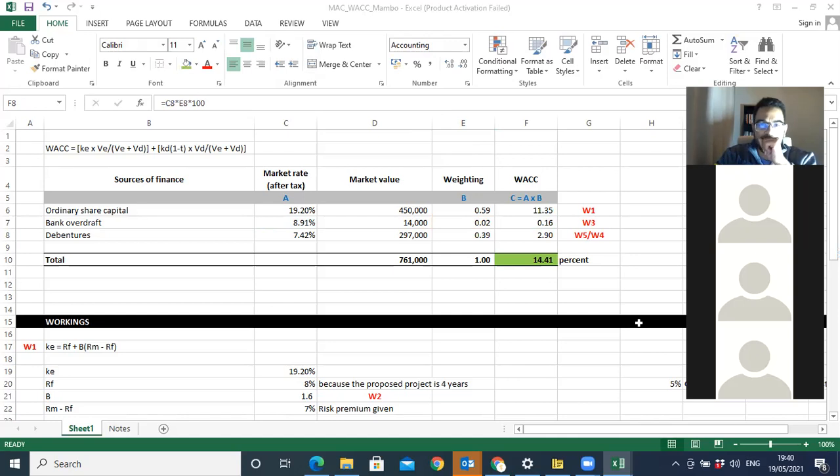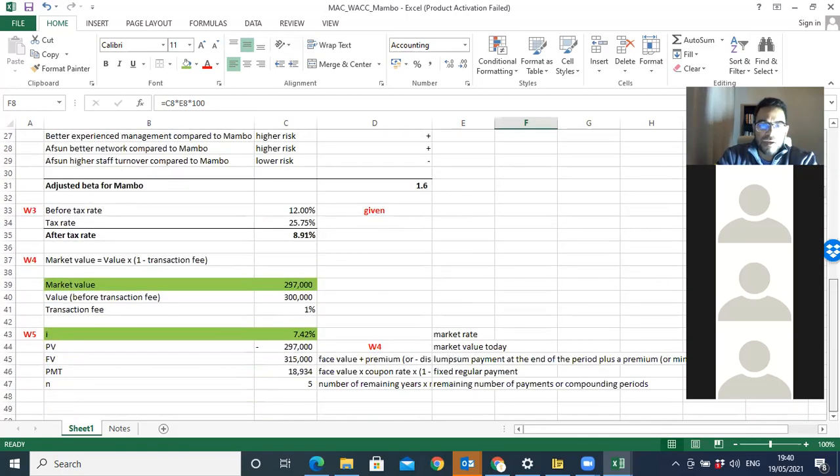Yes, for me, is it under debentures where we had 1% transaction cost? If we didn't have any transaction cost, was the present value going to be 300? Correct. Okay.